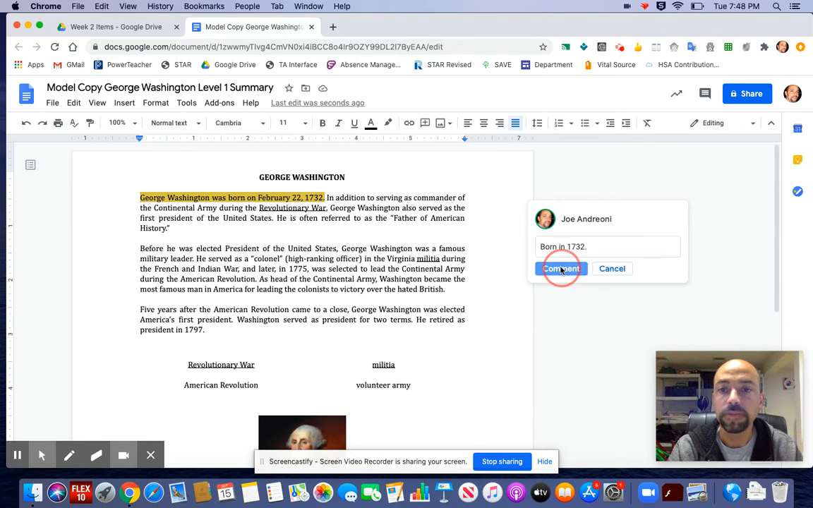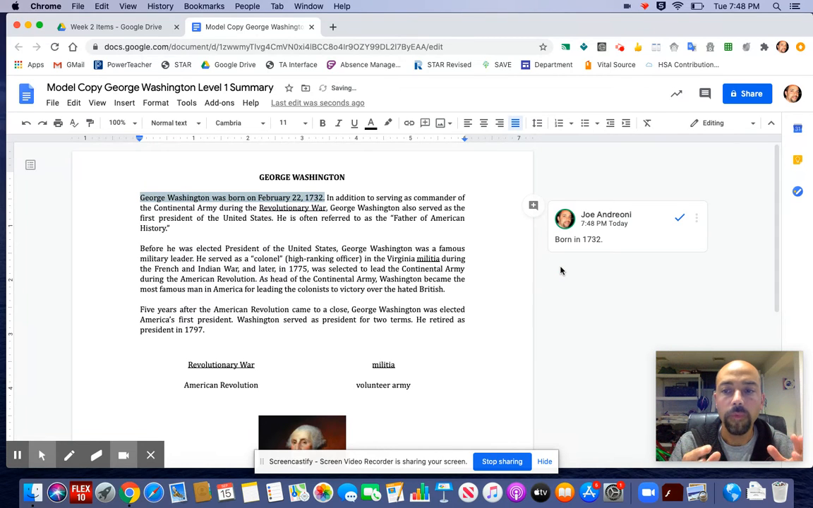Ask yourself, what would my teacher want me to remember about George Washington? What's important? What should I know? It's probably a good idea to understand the time period in which he lived. So that's sentence number 1, important detail number 1.